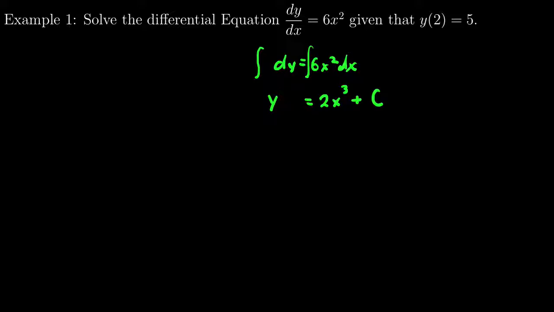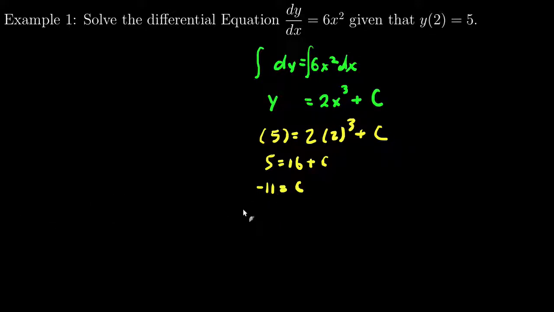Okay, now I have my constant of integration. I'm going to use this initial condition to find out what that c is. So 5 equals 2 times 2 cubed plus c. 2 cubed is 8, times 2 is 16. Subtract 16 from both sides. And now I need to write my answer. So y equals 2x cubed minus 11. And this is the function whose derivative is 6x squared and also goes through 2, 5. So that's a very simple case.